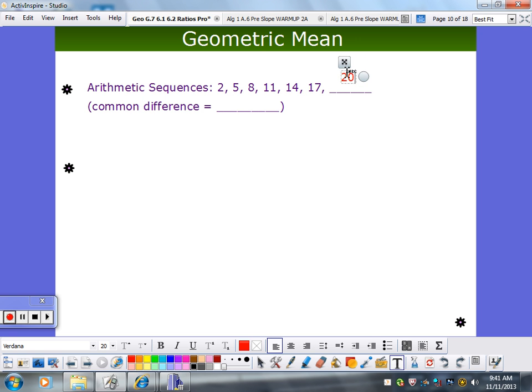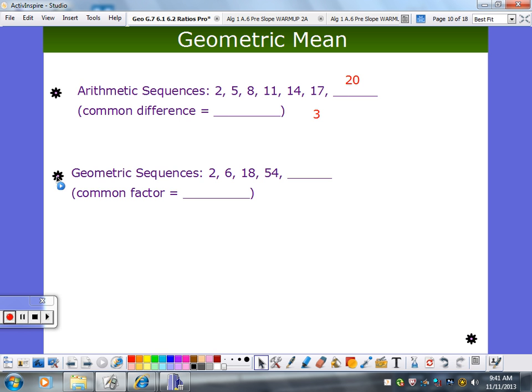And our common difference is 3. Now we also had geometric sequences. So how did those work? Now what's coming next here? 2, 6, 18, 54.